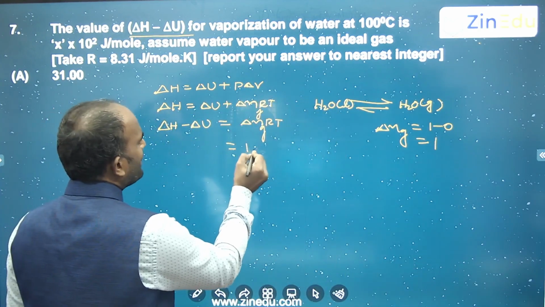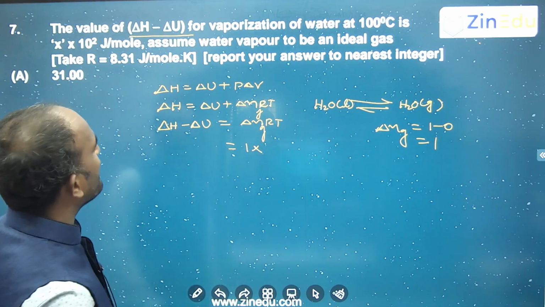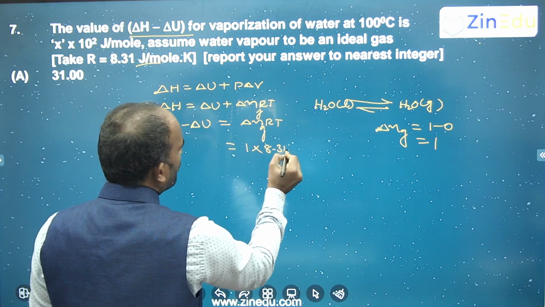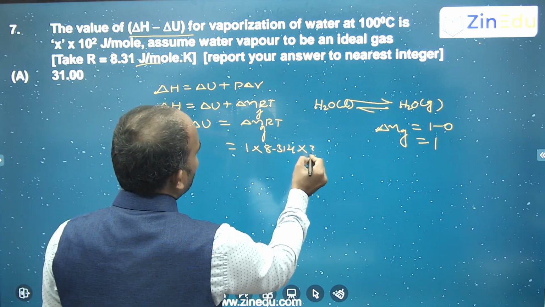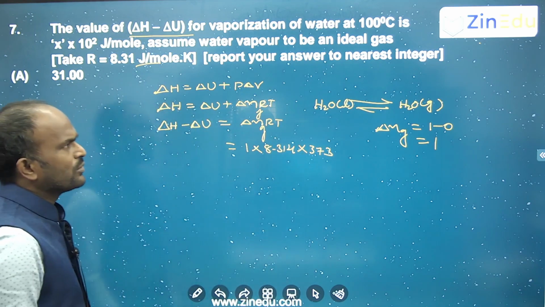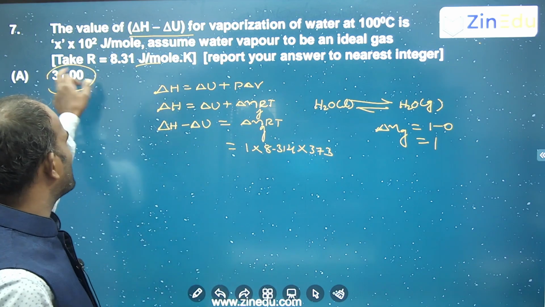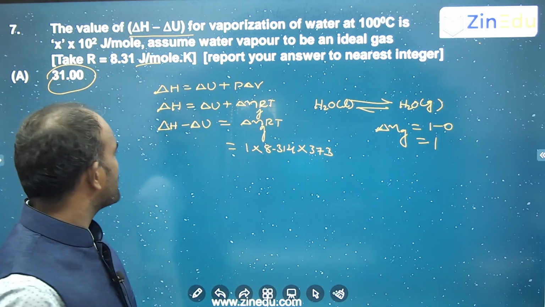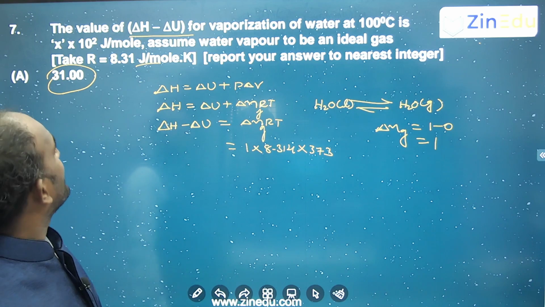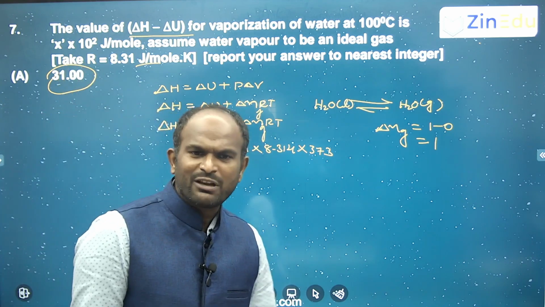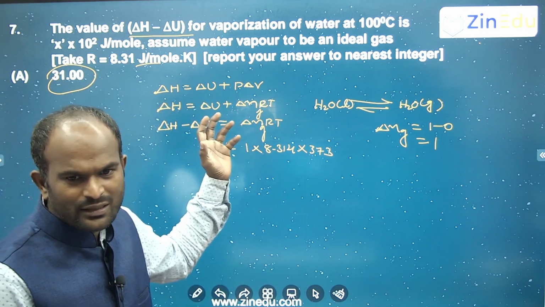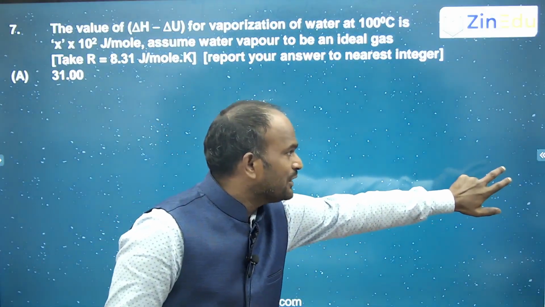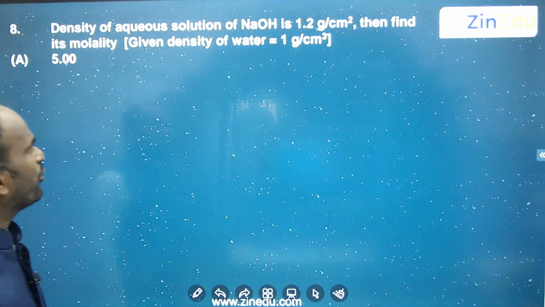That is equal to 1 into, here we need to report the answer in terms of joules. So 8.314 into the temperature, which is 373. Just multiply this; it doesn't matter because we are going to express our answer in terms of 10 square joule per mole. Just calculate that and you will know whether you are getting that answer or not. Absolutely, the answer will be spot on, no doubt about it.